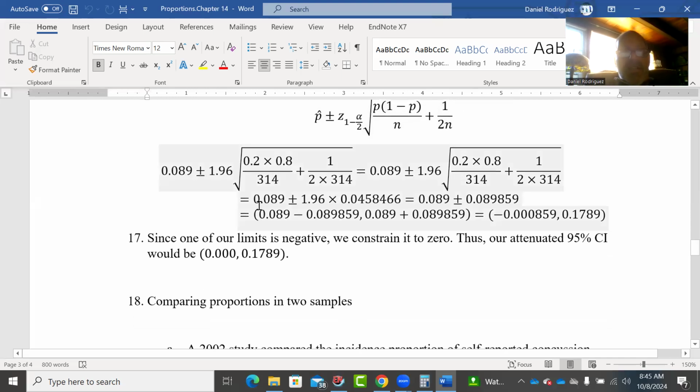So we just go ahead and do this calculation and we get a value that includes a negative, and in this case you can't get a negative because there aren't any negative proportions. However, this is a problem with this Wald confidence interval. So to deal with that, we just set a floor at 0, right? We constrain it to 0. So our approximate 95% confidence interval would be 0 to 0.1789.